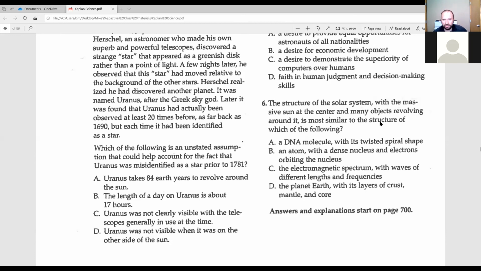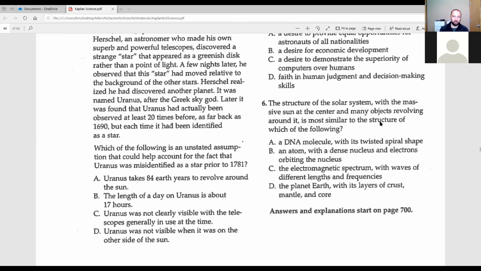B, an atom with a dense nucleus and electrons orbiting around the nucleus. So a couple words stand out to me as maybe potentially giving me a clue that this could be right. Dense and orbiting. We've got a dense center and we've got stuff orbiting around it. That sounds promising. Okay, let's look at the last two. C, the electromagnetic spectrum with waves of different lengths and frequencies. And D, the planet Earth with its layers of crust, mantle, and core.